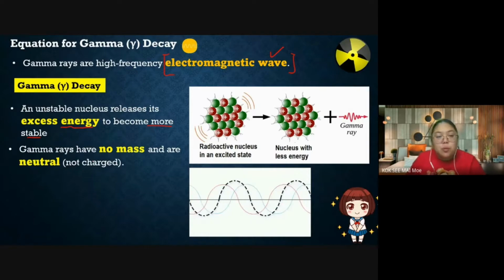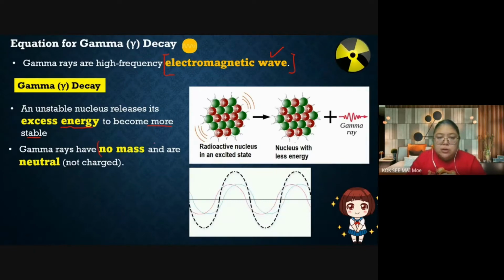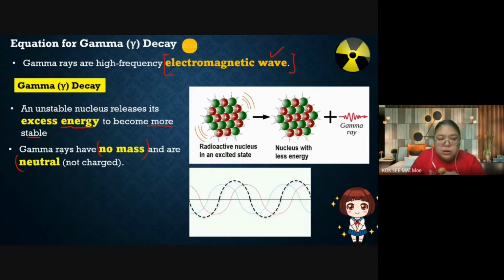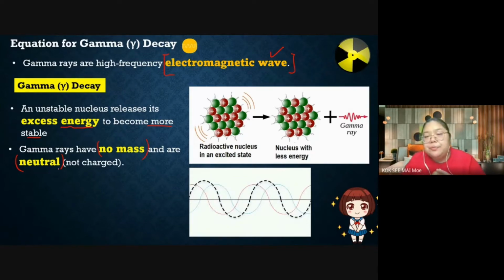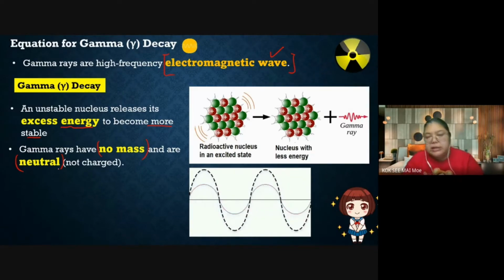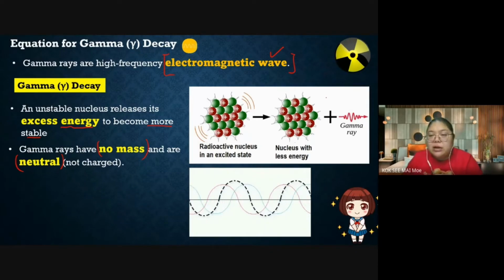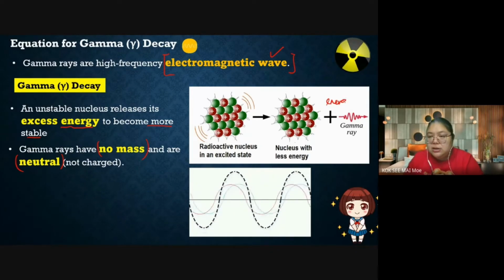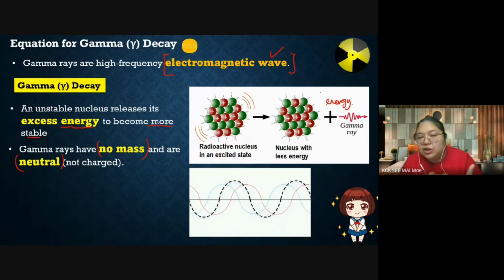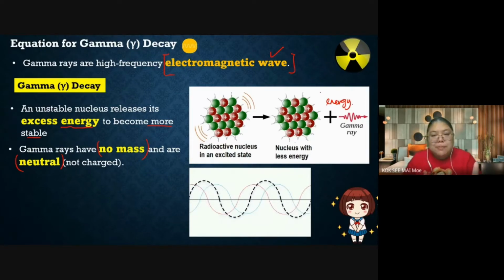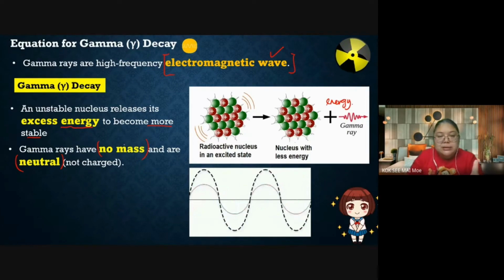Gamma ray has no mass and is also neutral. So the nucleus just changes to another shape. From the parent, it changes to another shape for a more stable nucleus. After that, they produce energy, which is a large energy. So from here, mass number: just now we mentioned mass, so no mass.